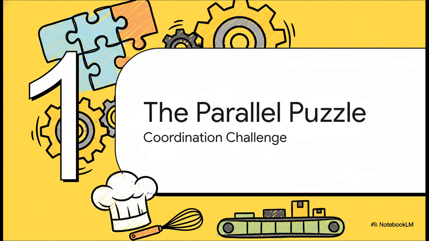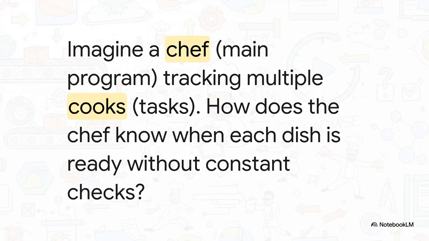Let's really dig into this challenge of coordination. The really hard part of parallel programming isn't just kicking off a bunch of tasks. No, the real problem is figuring out when they're all done. It's like if our main program is the head chef, we can't have him running around the kitchen like a headless chicken, asking every single cook if their dish is ready. He'd get absolutely nothing else done.